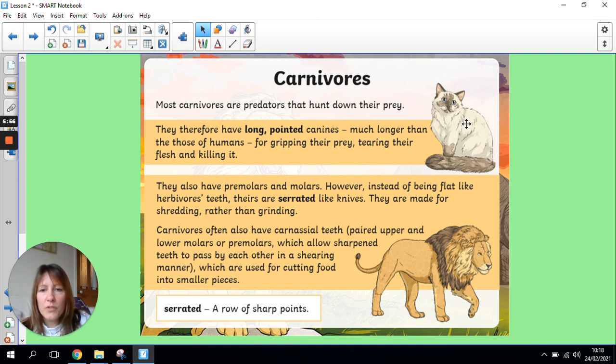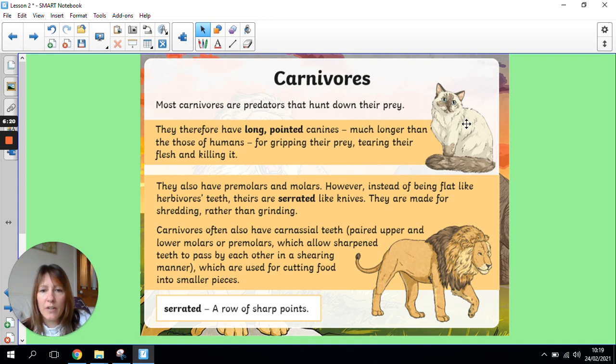So they do also have premolars and molars, but instead of being flat like a herbivore's teeth, they are serrated like knives. Now serrated means like lots and lots of sharp points. And this is made for shredding rather than grinding, because they mostly eat meat. That meat needs to be shredded, okay?